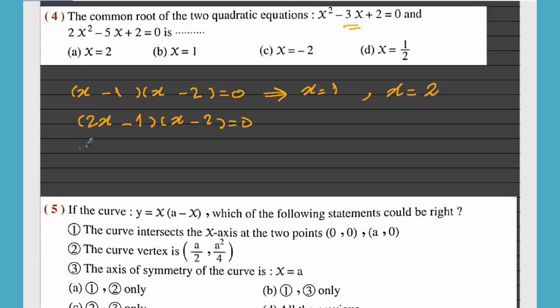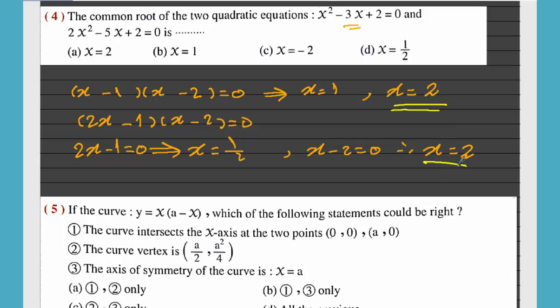So 2x minus 1 equals 0. It means x equals half. And put x minus 2 equals 0, then x equals 2. So the common root here, x equals 2 and x equals 2. So the common root is x equals 2, and we choose letter A.